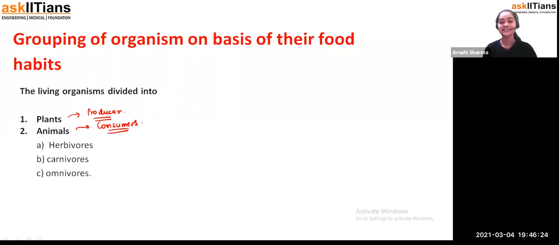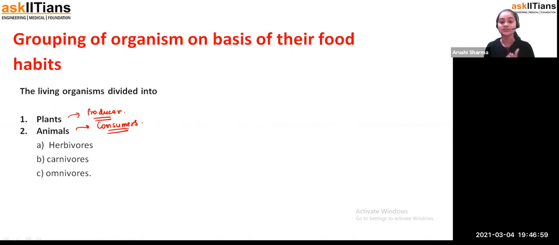Fine. Now we'll see how many types of animals there are depending upon their food habits. We have three: herbivores, carnivores, and omnivores. The very first thing we have to be clear about is that plants are the producers, which means they are producing food for us. Consumers are those who consume the food produced by the plants, in any way. Those are the consumers.